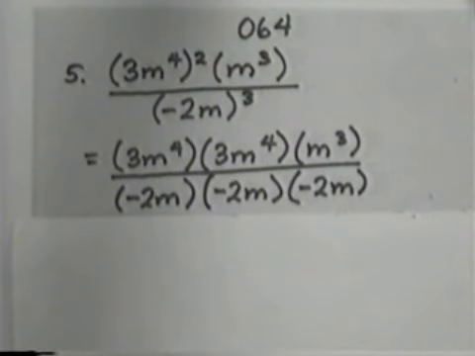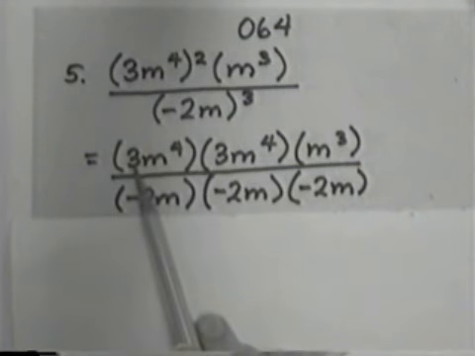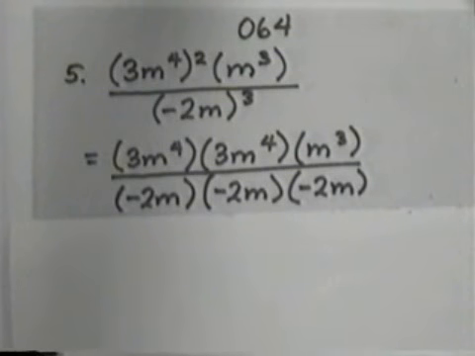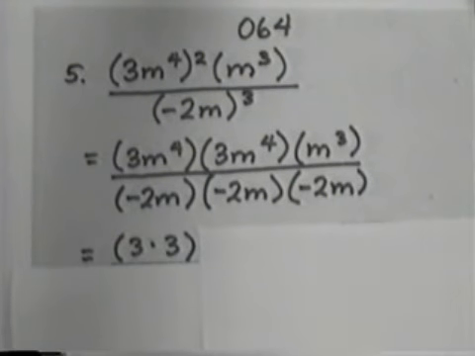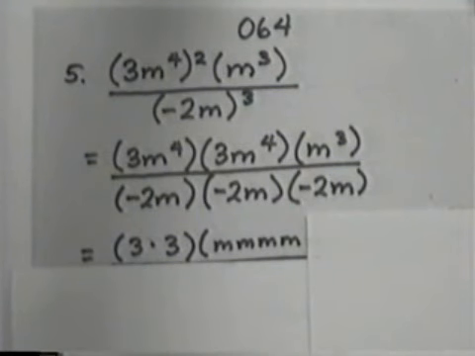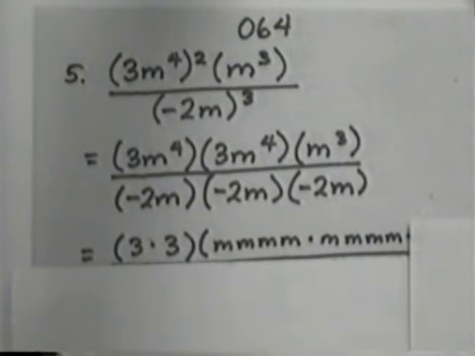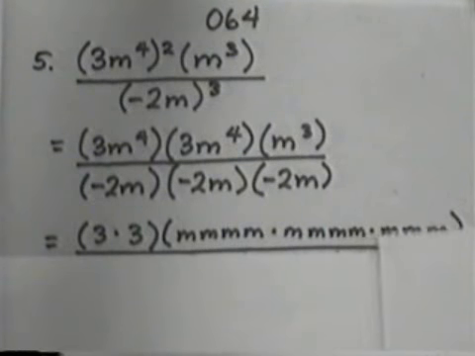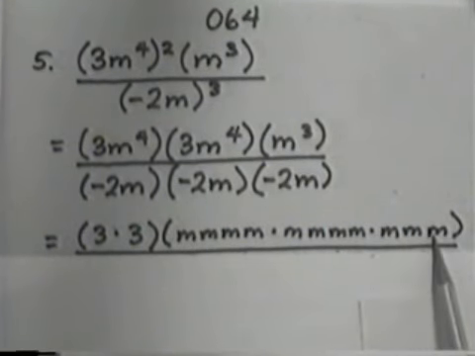Now we rearrange, do the regrouping. Our coefficients for the numerator are 3 times 3 times an understood 1, which we don't have to write. And so we get 3 times 3 on the top. And then we string out the m's. From the first parentheses, we have a string of 4 m's. From the second set of parentheses, we have another string of 4 m's. And from the third set of parentheses, we have a string of 3 m's.